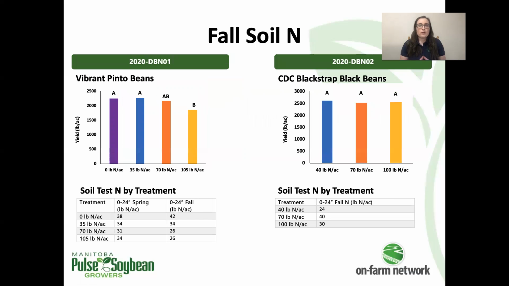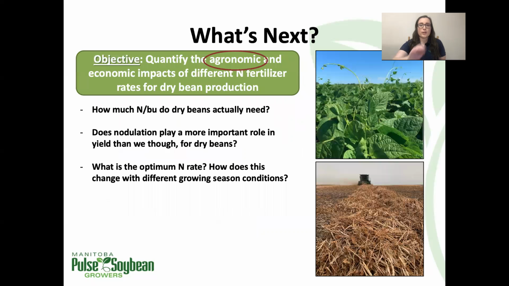In terms of fall soil N, we've been doing dry bean nitrogen trials for 2 years now. This year is the first year that we started collecting fall soil samples from each of the treatments. I think that we need more dry bean nitrogen trials with this fall soil N sampling to determine what the pattern is, what the relationship is between the yield trend and the nitrogen fertilizer rate treatment. That's something that will come to light as we have more dry bean nitrogen trials going forward.